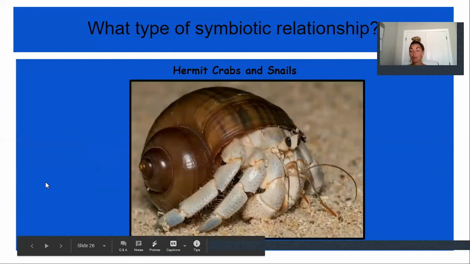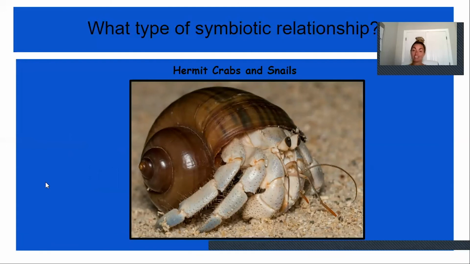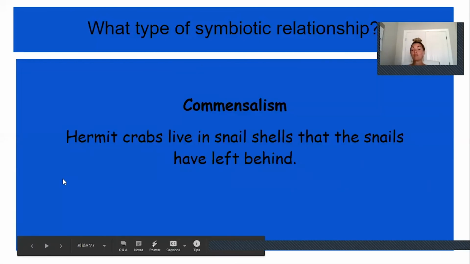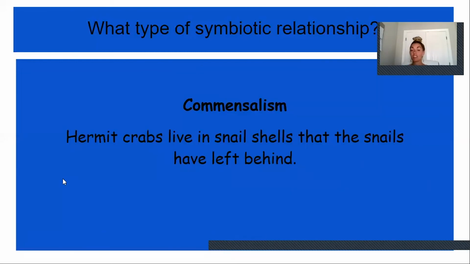All right, what about a hermit crab and snails? What do they have in common? What is their relationship with each other? Good, bad, beneficial? What is it? Commensalism. Hermit crabs live in a snail shell that the snails have left behind. So definitely benefits the hermit crab and needs to happen so that the hermit crab has a hiding spot, right?